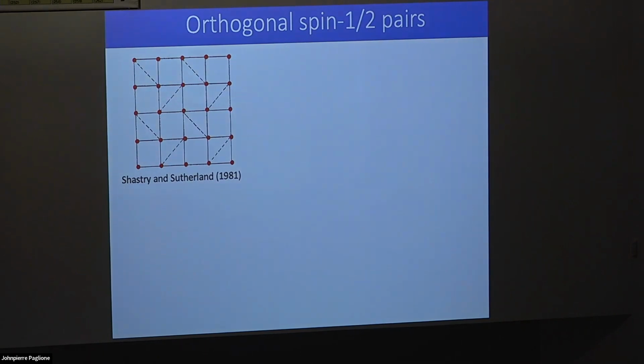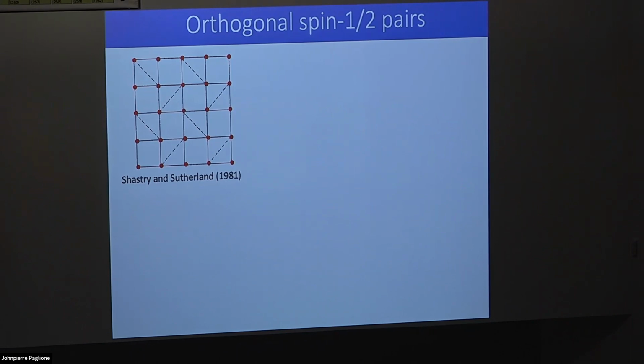Now I want to get into these materials that are very quantum mechanical, where there's not even an ordered state. And here's an example which is fairly straightforward to understand, which is again the copper atoms forming these spin one-half degrees of freedom, and they form a square lattice.